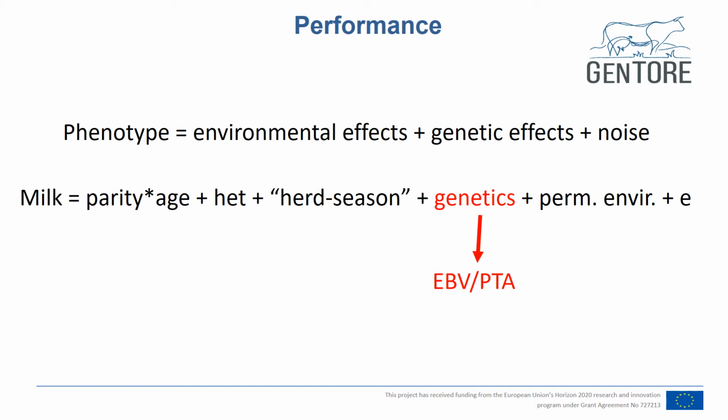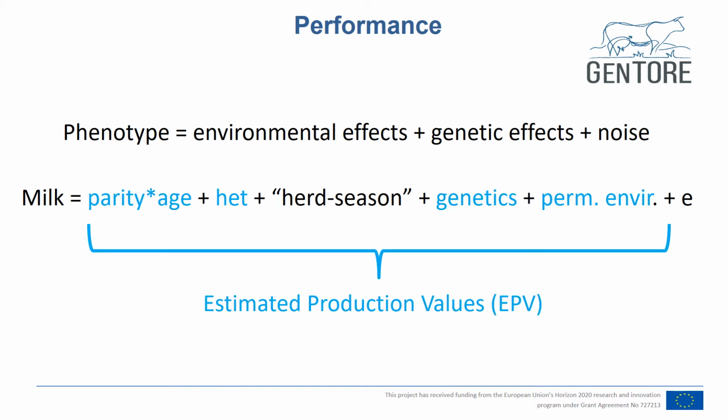We call those EBVs, or estimated breeding values, if we're cattle or sheep people, or PTAs, predicted transmitting abilities, if we're dairy breeders. However, in this culling index, what we actually did was we generated what we called estimated production values, so EPVs, which included the age of the animal, the heterosis effect, the genetic effect as well, and also the permanent environmental effect. So let's just take a quick example.